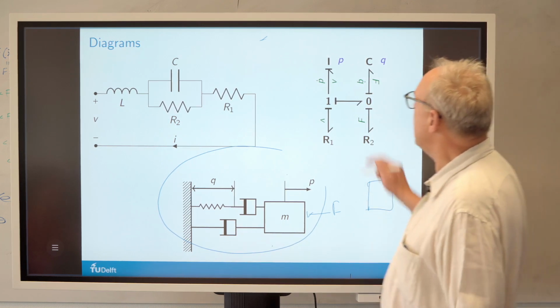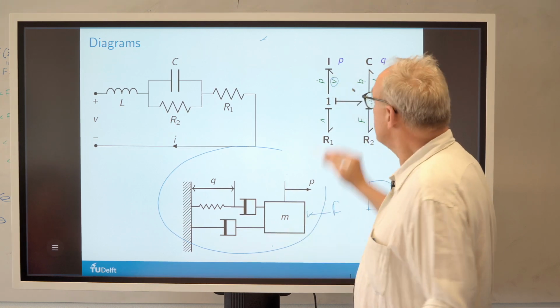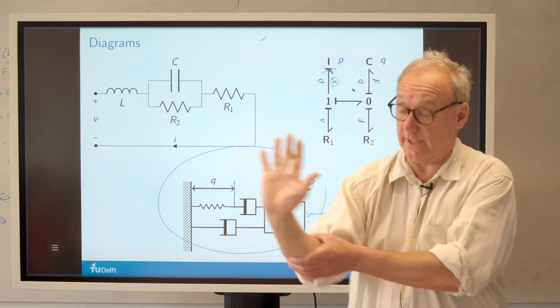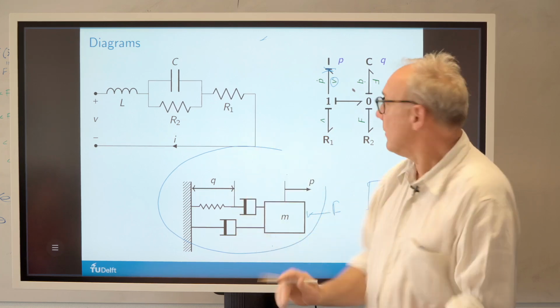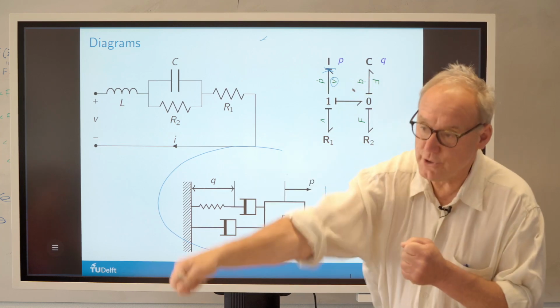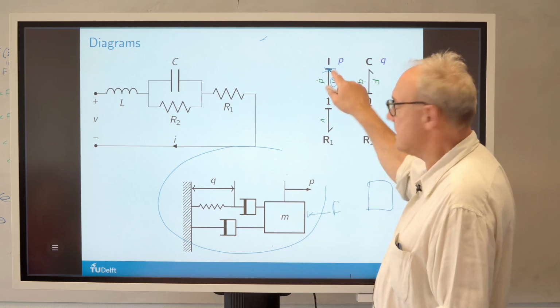So what we say is, to get this moving, I have to push it. Think of this bar here as a hand, and it's pushing, right? So the causality is from push to motion, okay? That's what this is saying.